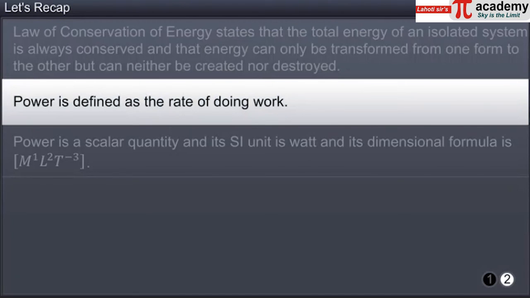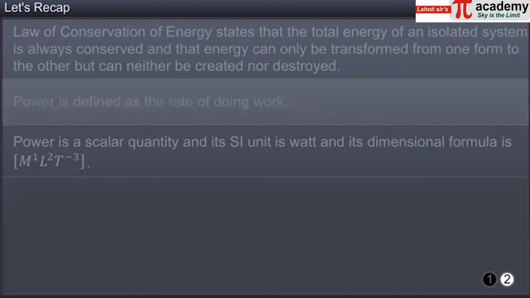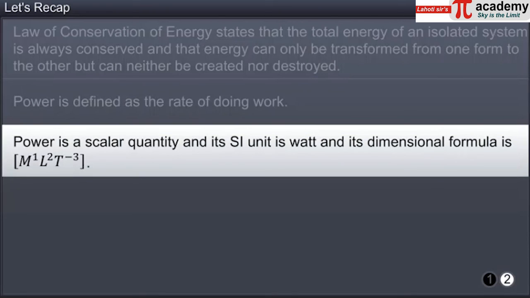Power is defined as the rate of doing work. Power is a scalar quantity, and its SI unit is watt, and its dimensional formula is M power 1, L power 2, T power minus 3.